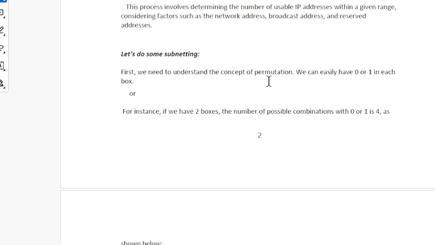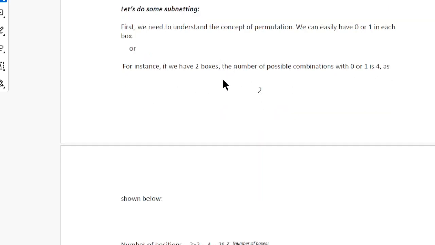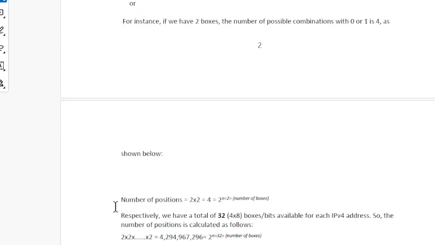First, we need to understand the concept of permutation. We can easily have 0 or 1 in each box. For instance, if we have two boxes, the number of possible combinations with 0 and 1 is 4, as shown below. Number of positions is 2 multiplied by 2 equals 4, 2 to the power of n. N here is the number of boxes. So that number of boxes is very important.